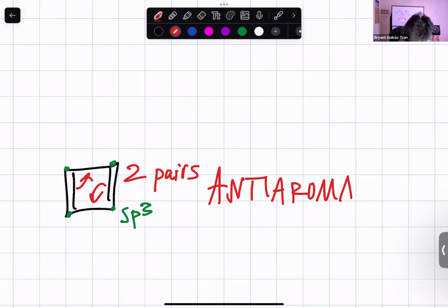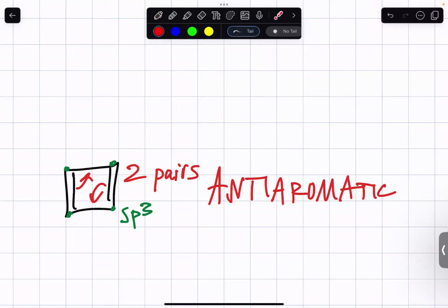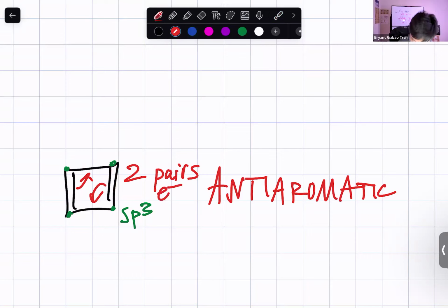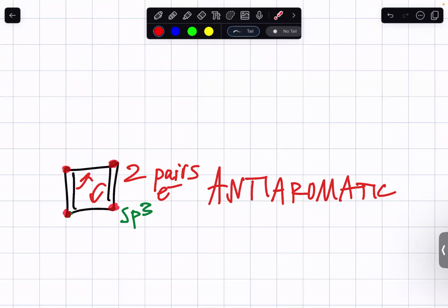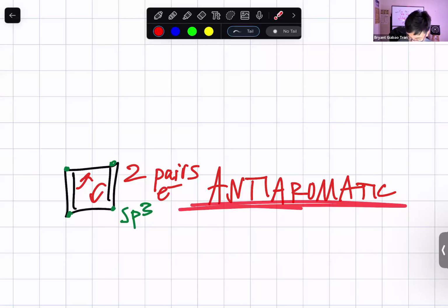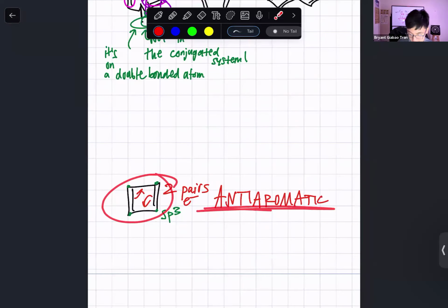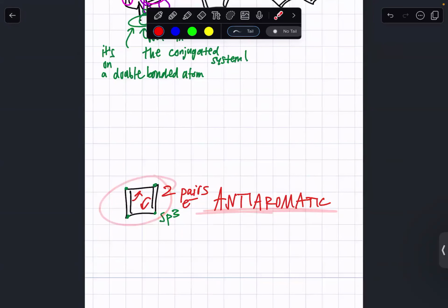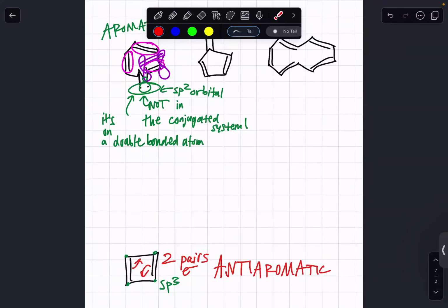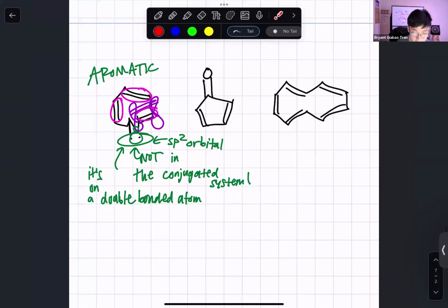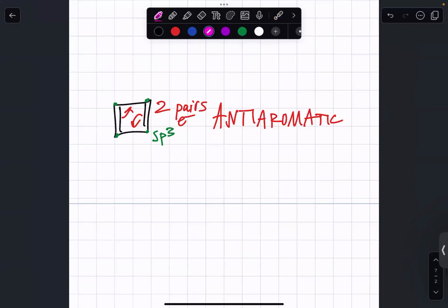I thought you meant the four carbons at the outer edges. There are four carbons: 1, 2, 3, 4. And there are two pairs of electrons doing resonance, and that's an even number of pairs, making it antiaromatic. So this cyclobutadiene is antiaromatic. It is not cyclobutane anymore. This is cyclobutadiene, two alkenes.